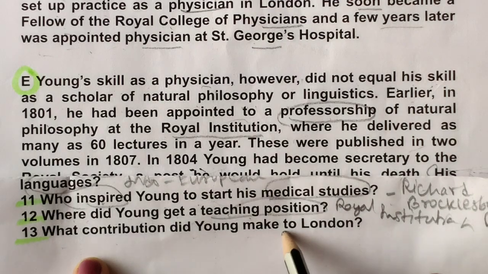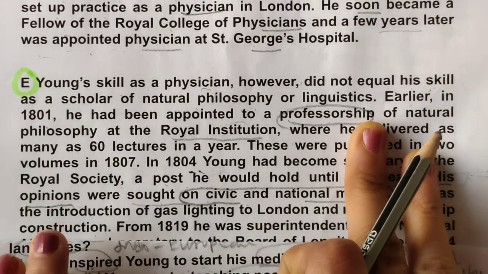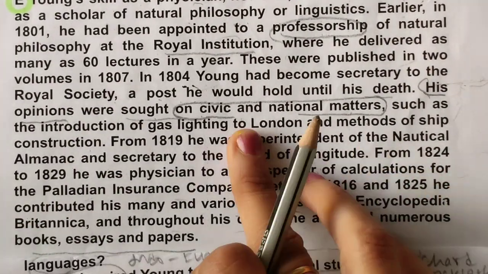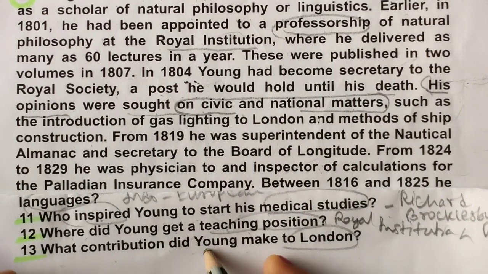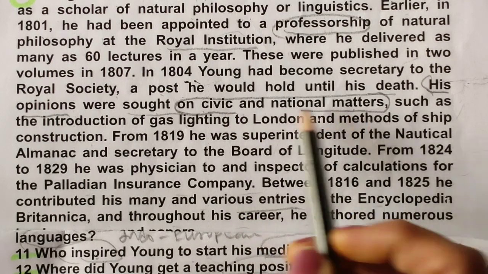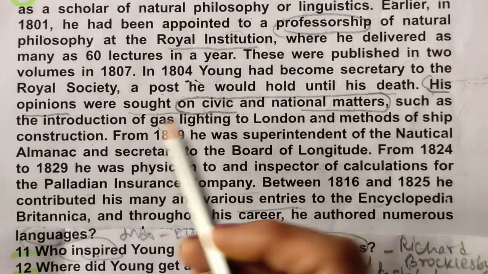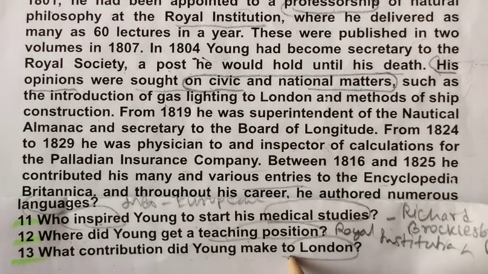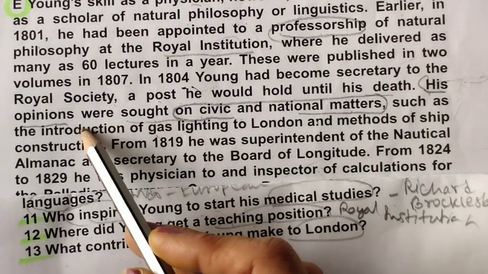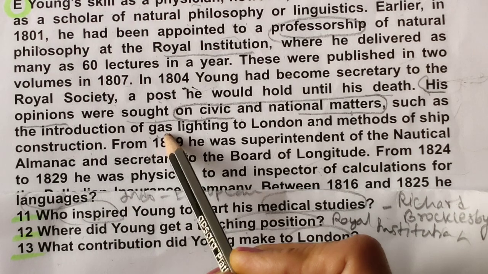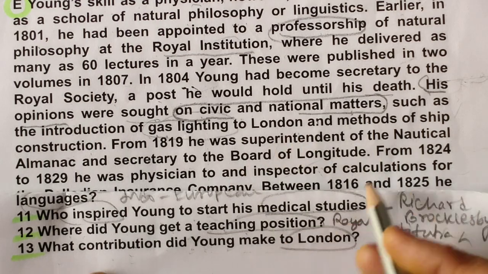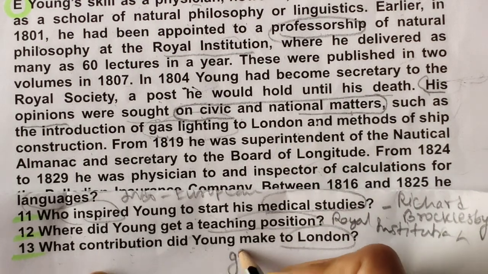What contribution did Young make to London? London is here, but we are looking for contribution. See this: his opinions were sought on civic and national matters such as the introduction of gas lighting to London and methods of ship construction. What contribution did Young make to London? Okay, so contribution. First his advice: his opinions were sought on matters such as the introduction of gas lighting. So his contribution may be that, which is why they have specifically given gas lighting to London, and we are looking for the London word also. So we can write gas lighting here.